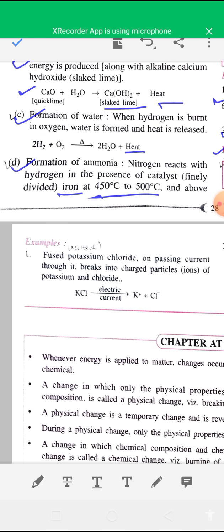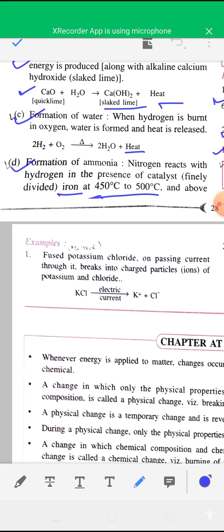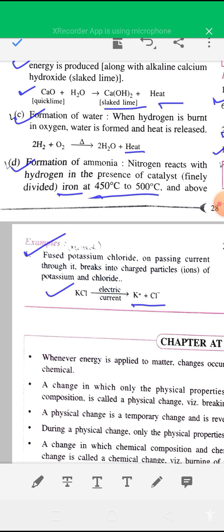If you pass electric current through fused or molten potassium chloride, the potassium chloride will dissociate into potassium ion and Cl minus ion. So this is an electrochemical reaction. Fused potassium chloride KCl on passing electric current through it breaks into charged particles, that is ions, potassium ion and chloride ion. The chemical change is KCl gives K plus and Cl minus in presence of electric current.